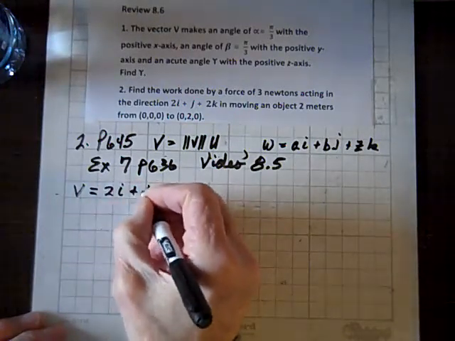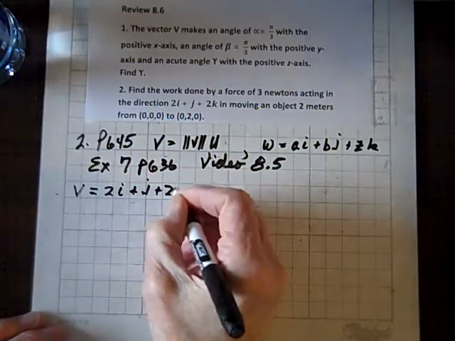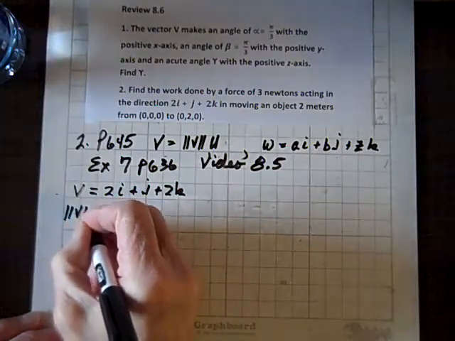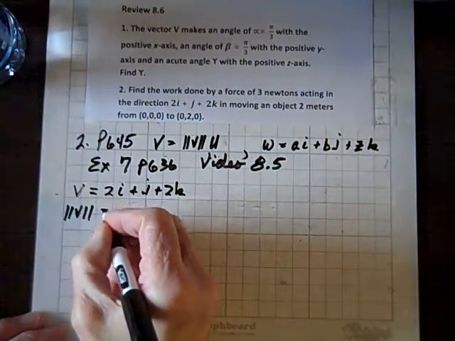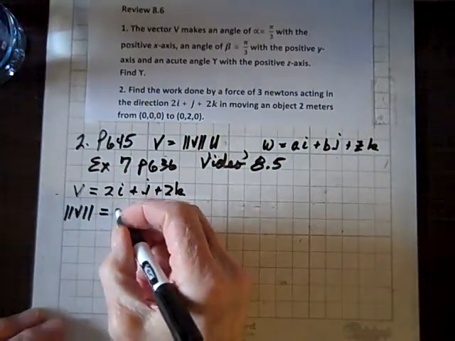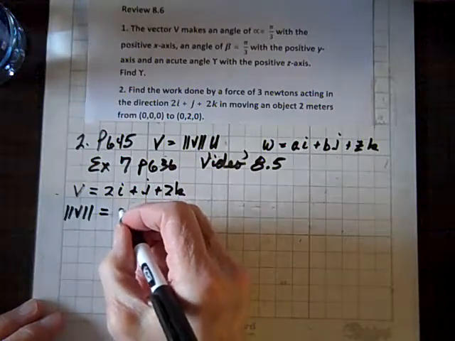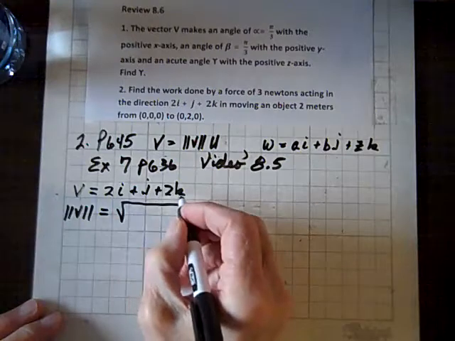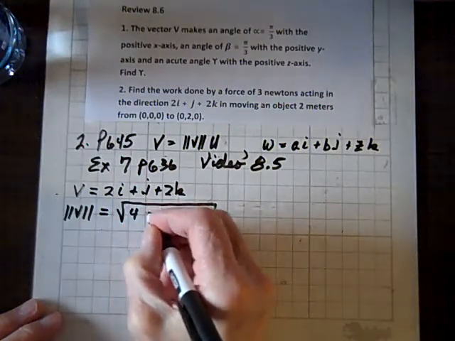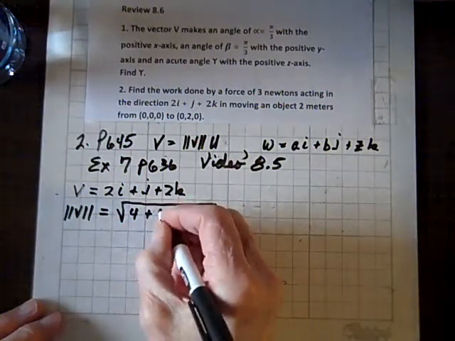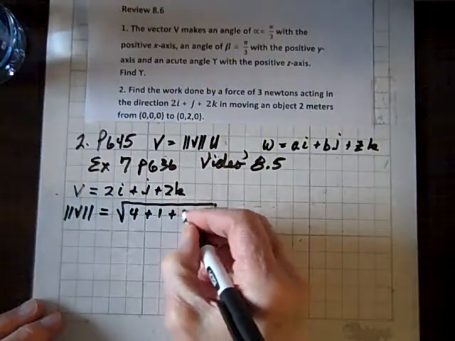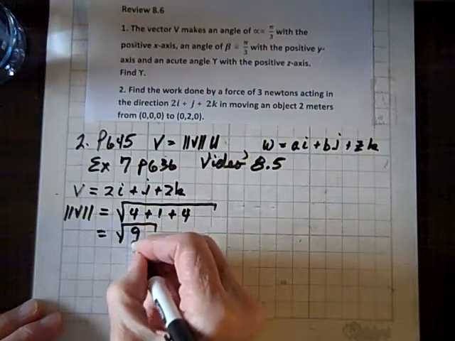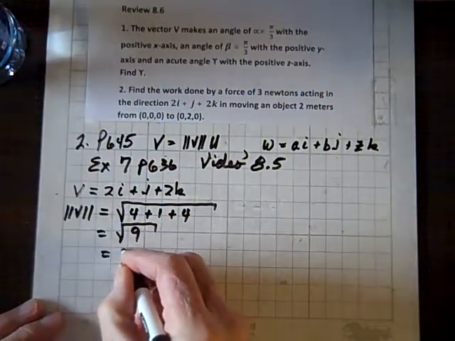So our first task is, we're given that v equals 2i plus j plus 2k. Our first task is to find the magnitude of v, and so that's going to be the square root of each one of these coefficients squared. So 2 squared is 4, 1 squared is 1, and 2 squared is 4, and that equals the square root of 9, which equals 3.